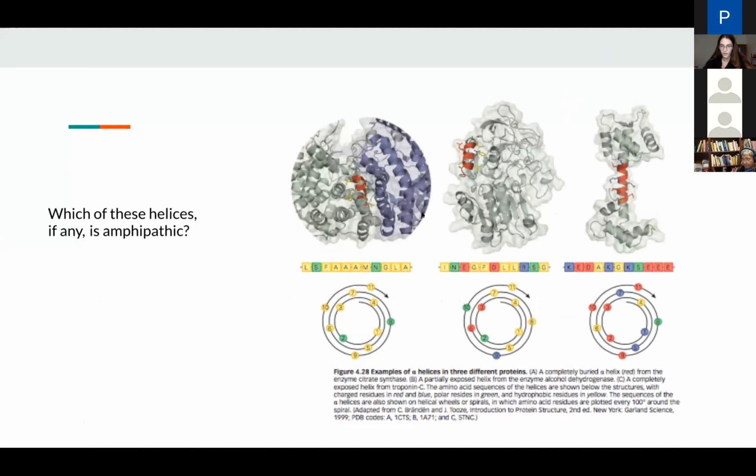So A is a completely buried helix, and so you can see that most of the residues are hydrophobic. And then C is more on the exterior, and so the residues are mostly hydrophilic. And then with B, you get a good example of an edge where half of the spiral is hydrophobic and half is hydrophilic.